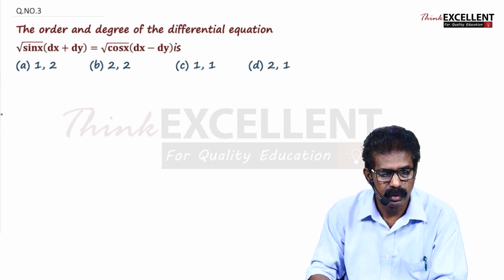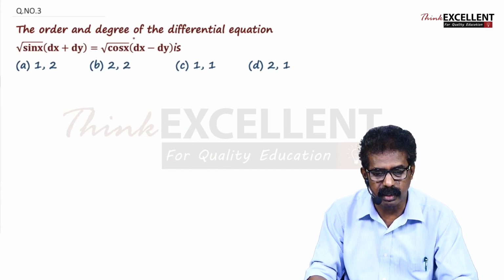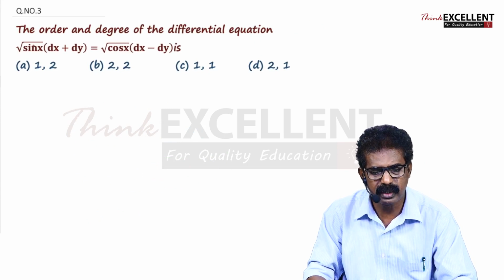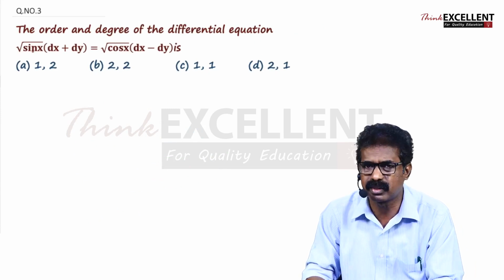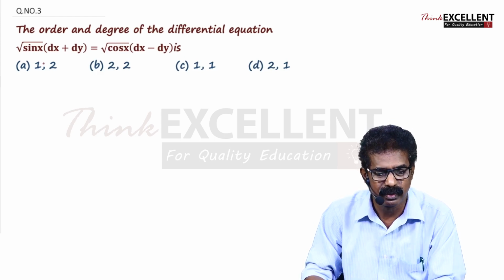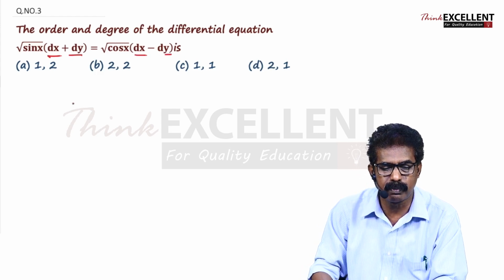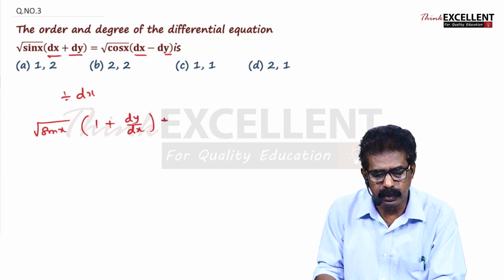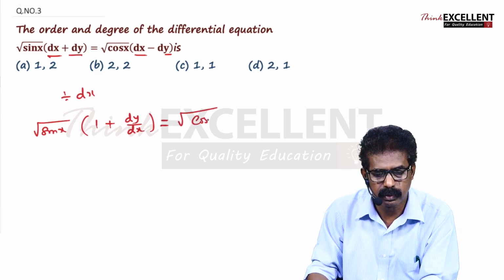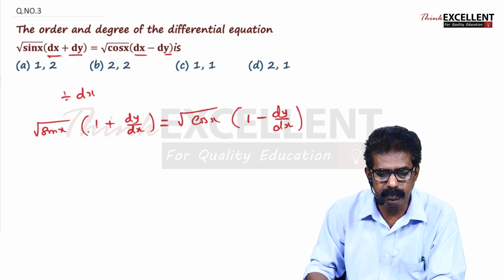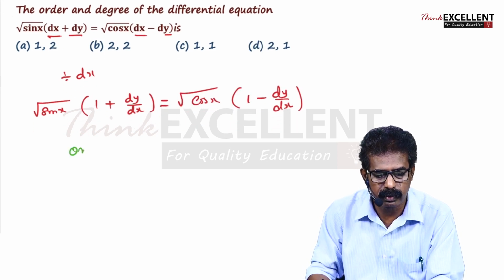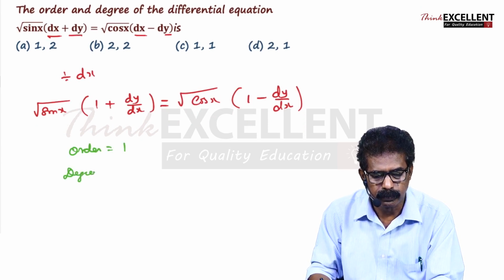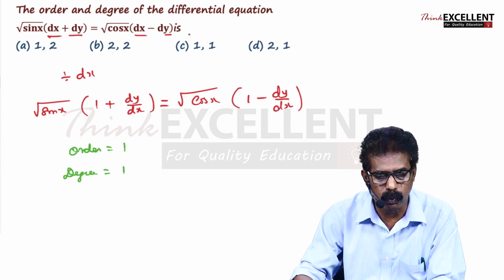Now question number 3. The order and degree of the differential equation. See, the root is there, but no need to square because it is under the root of sin x only, root of cos x. So no root of dx and all, right? But dx, dy should not be there. So divide every term by dx. Dividing by dx, you get root sin x into 1 plus dy by dx equal to root cos x into 1 minus dy by dx, right? So maximum differentiated 1 time and this power is 1. So order is 1, degree also 1. So the correct answer is the third option, 1, 1.